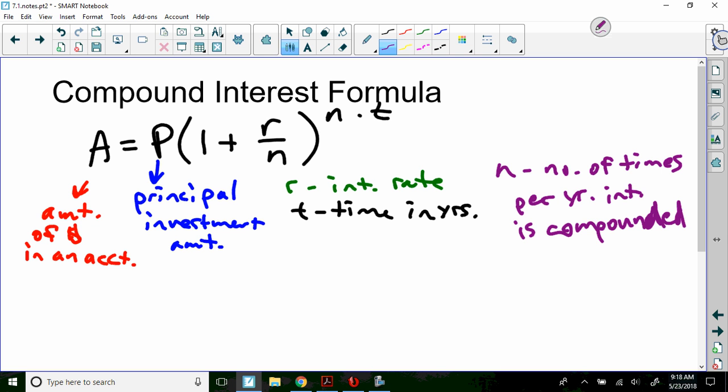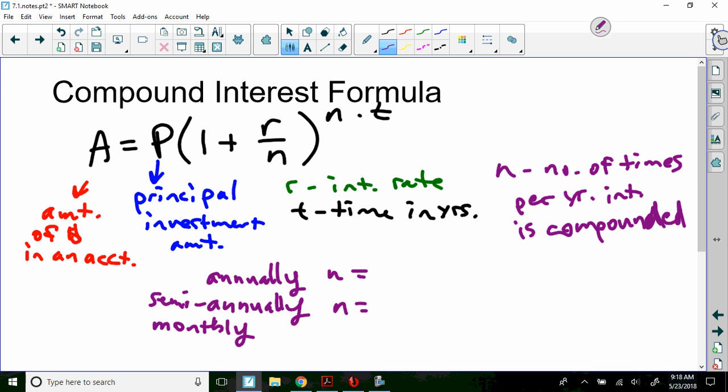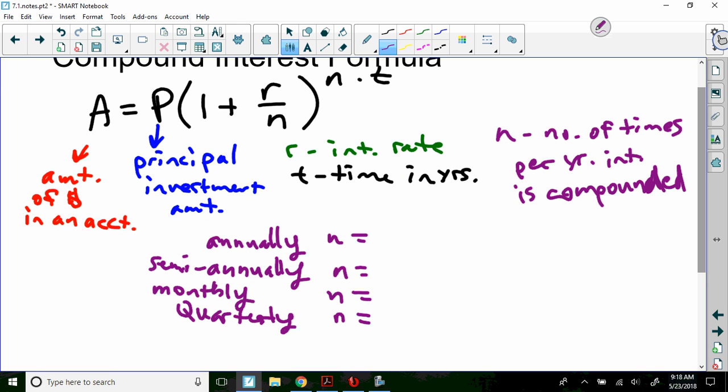So the deal is, if the interest is compounded annually, your end value is going to equal one thing. If it's compounded semi-annually, the end value is going to equal something different. If compounded monthly, something different. If compounded every 3 months, every quarter of a year, which in business they really talk about, like the quarterly report or the quarterly meeting, the end value is going to equal something else. And if compounded daily, something else.